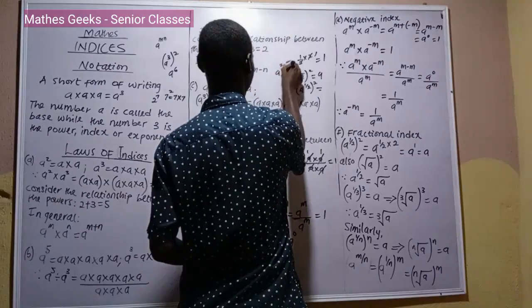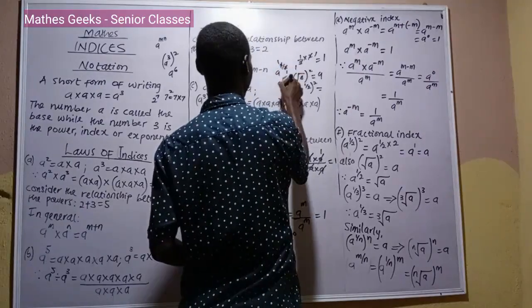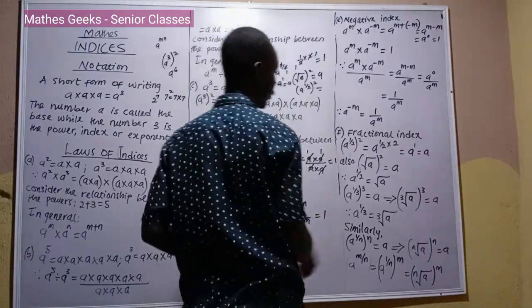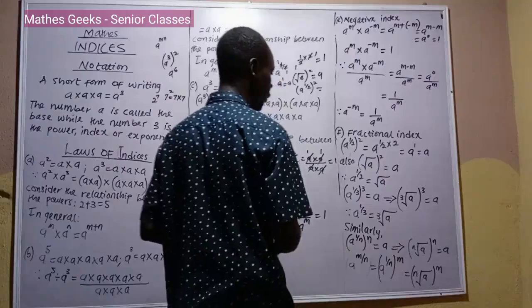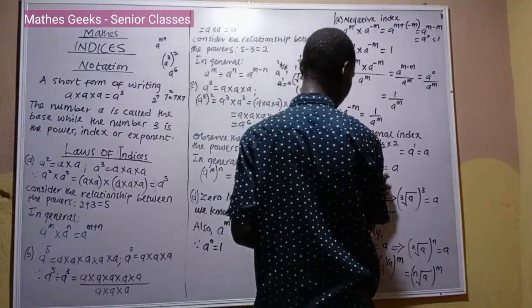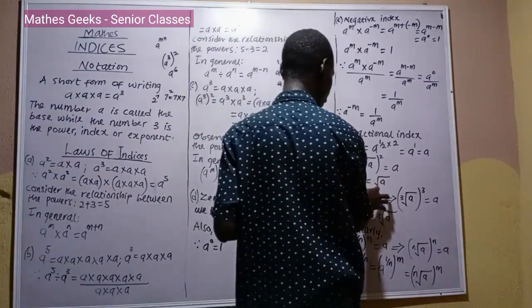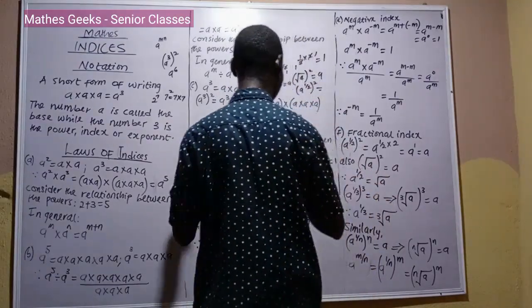That's A raised to 2 over 2, 2 here 1, 2 here 1, and 1 divided by 1 is 1, and A raised to power 1 is equal to A. So you're going to have A back. So A raised to 1 over 2 is the same thing as root A. It's actually that this root sign is the same thing as 1 over 2 in fractional index.